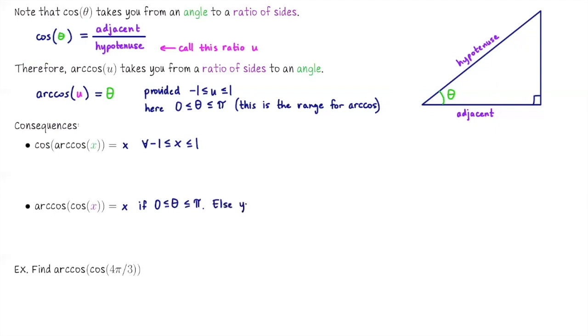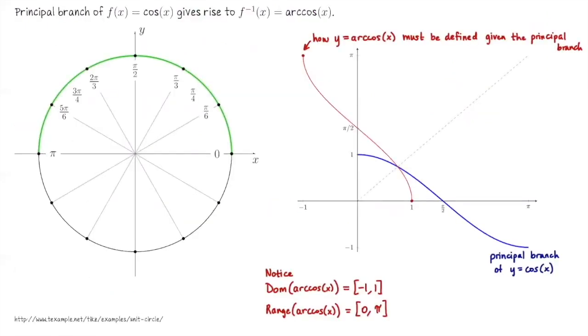In which case, we must compare our angle to the principal branch of cosine. Namely, we have to figure out what angle between 0 and pi would give us the same cosine value as what x is giving us when we plug it into cosine. Once again, let's look at an example. So find arc cosine of cosine of 4 pi over 3, where here, what we're plugging into this composition is not an angle between 0 and pi. So this angle 4 pi over 3 does not live on the principal branch of cosine.